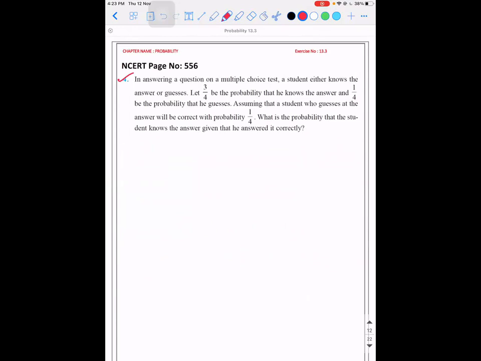Fourth one is, in answering a question on a multiple choice set, a student either knows the answer or guesses it. Let 3 by 4 be the probability that he knows the answer and 1 by 4 be the probability that he guesses. All this information that is given are the events. So event 1 is what? Knows the answer. E2 is guesses the answer.